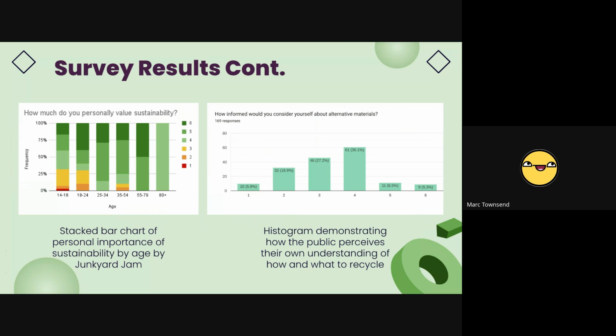For some other survey results, we also gauged how much these people, separated by age, again, valued sustainability. And what we see here is that there is a significantly higher presence of some lower ratings of value the younger you go on the age scale. But it is largely green.